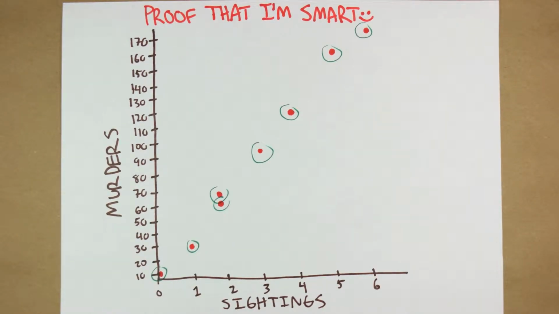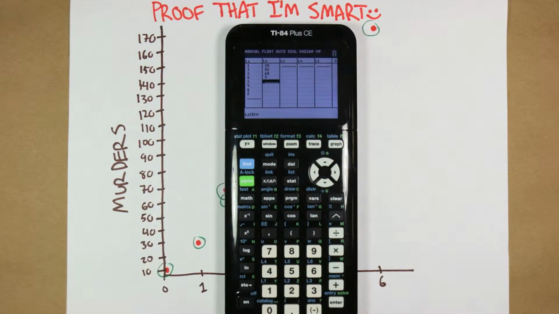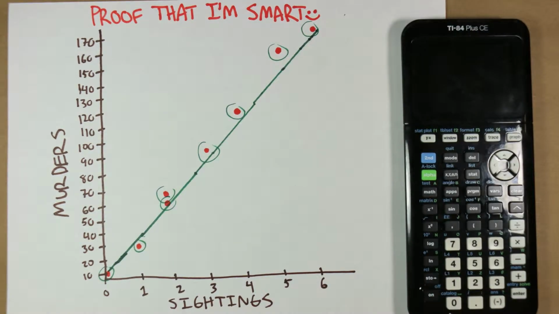If you're too lazy to do this by hand, take a calculator and enter the data into two lists. Go to second, y equals, and make sure the correct lists are selected. Next, select zoom, then press 9. As you can see, this is a direct positive linear correlation. Now we know that the two sets of data are related in some way.